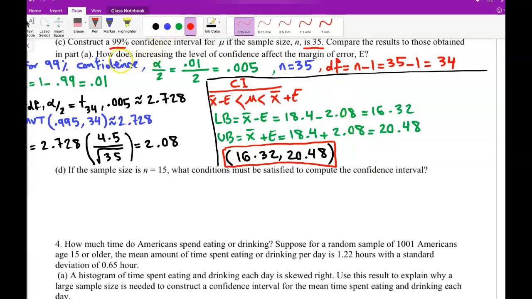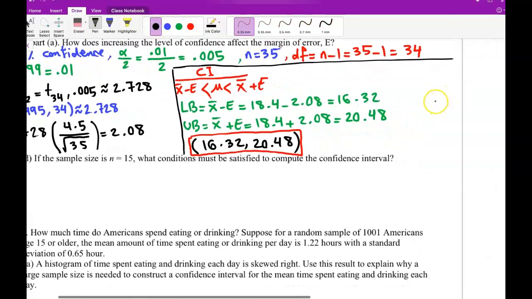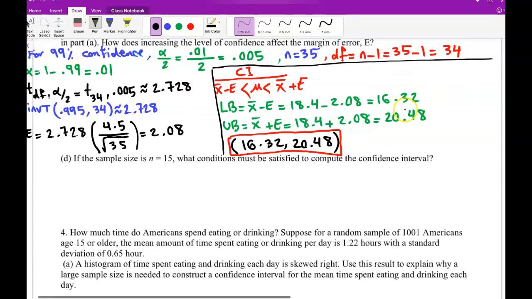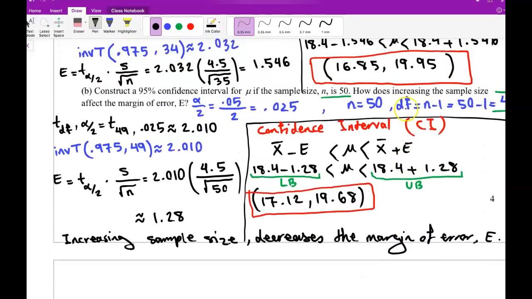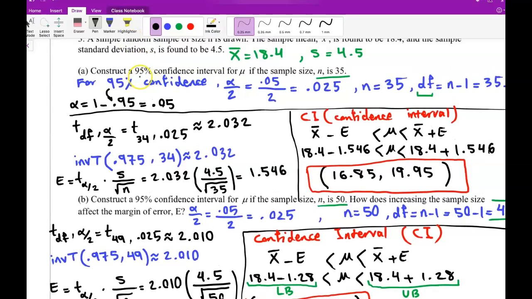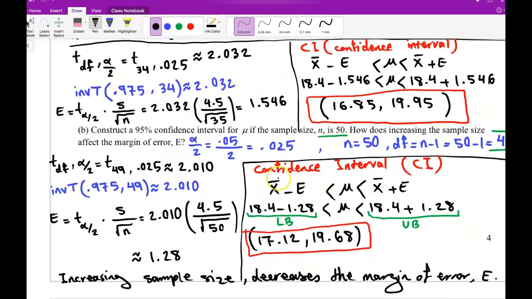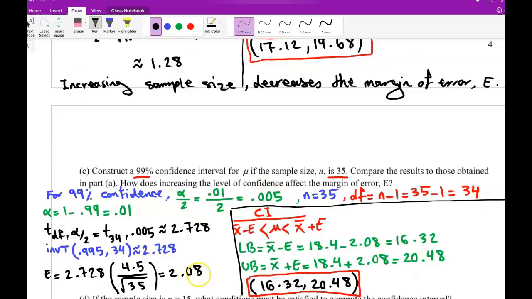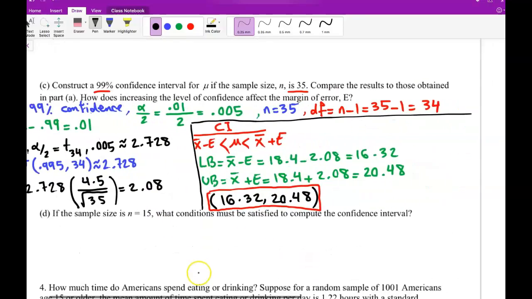And here again, it's asking how does increasing the level of confidence affect the margin of error. Okay, increasing the level of confidence increases the margin of error. Okay, let's compare that one with this one here. See, here confidence interval is 95%. Part C we have 99%. Margin of error is 1.546. But here on part C we have 2.08 for margin of error. So this is increasing.